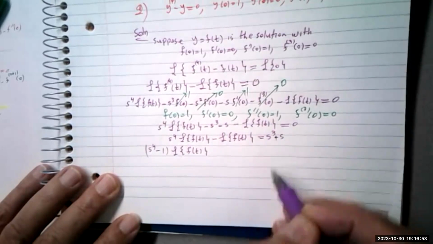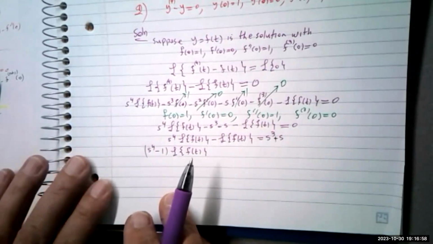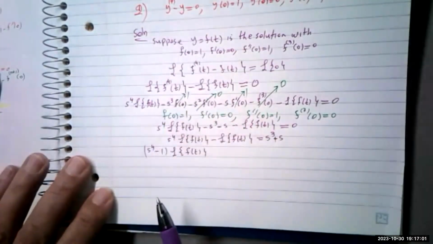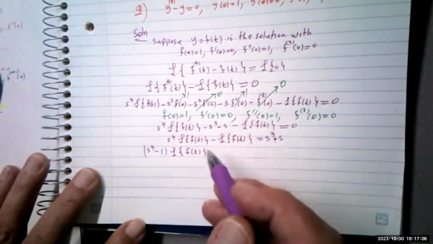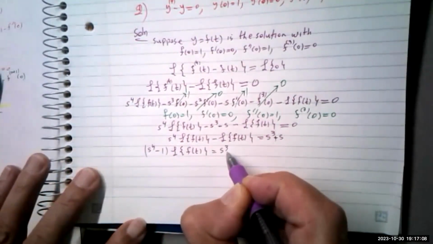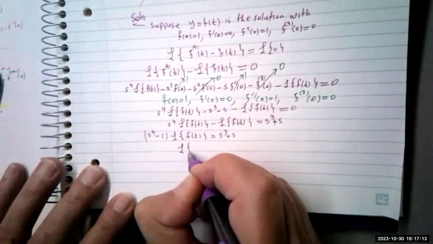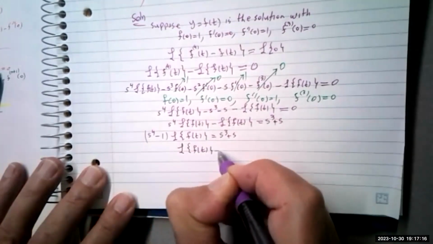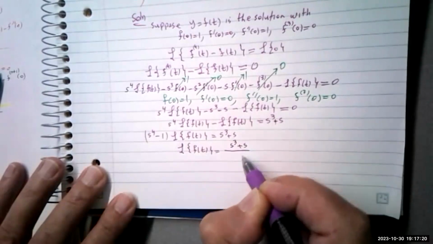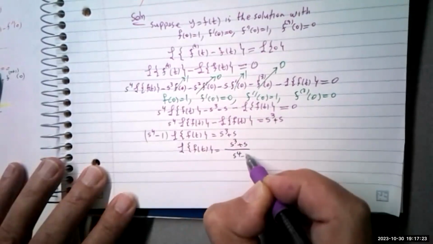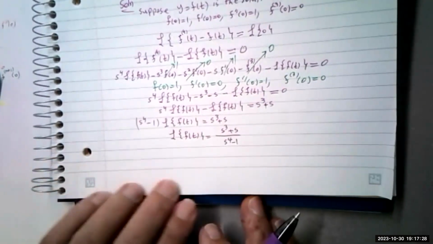As you can see, s to the 4 minus 1 is the characteristic equation of this linear homogeneous equation, okay? So this means we are fine. So it's equal to s cubed plus s. So the Laplace of f of t gives you s cubed plus s over s to the 4th minus 1. If you factor out the s, you'll be able to simplify this one.